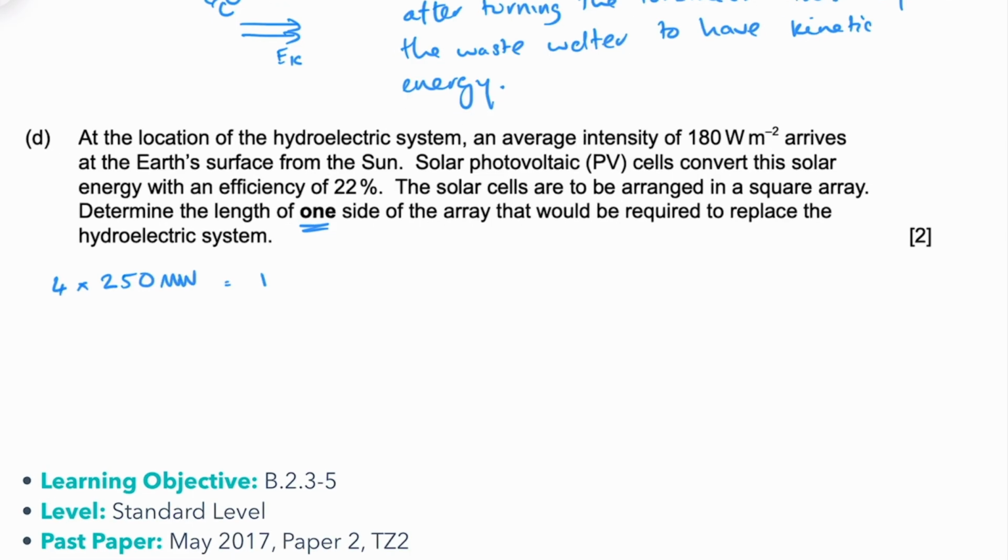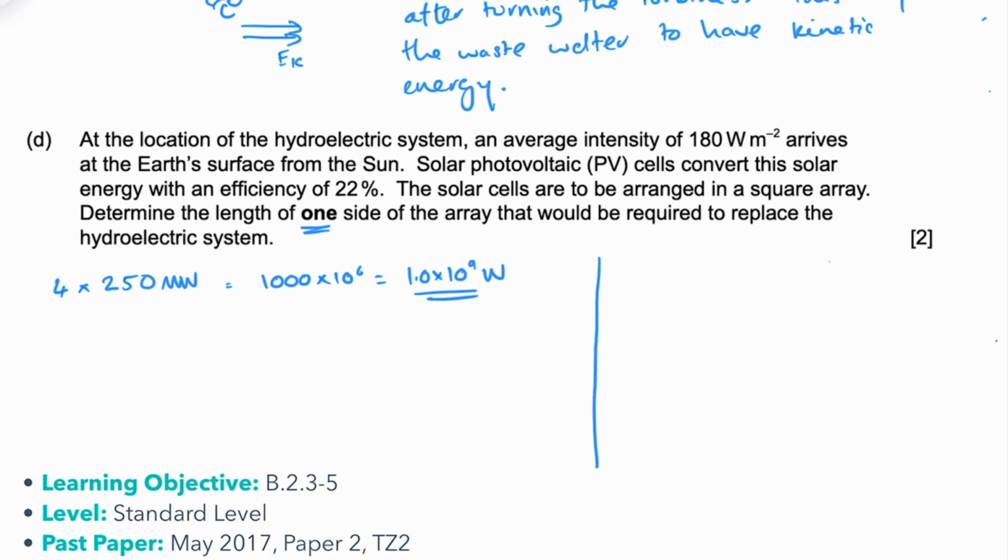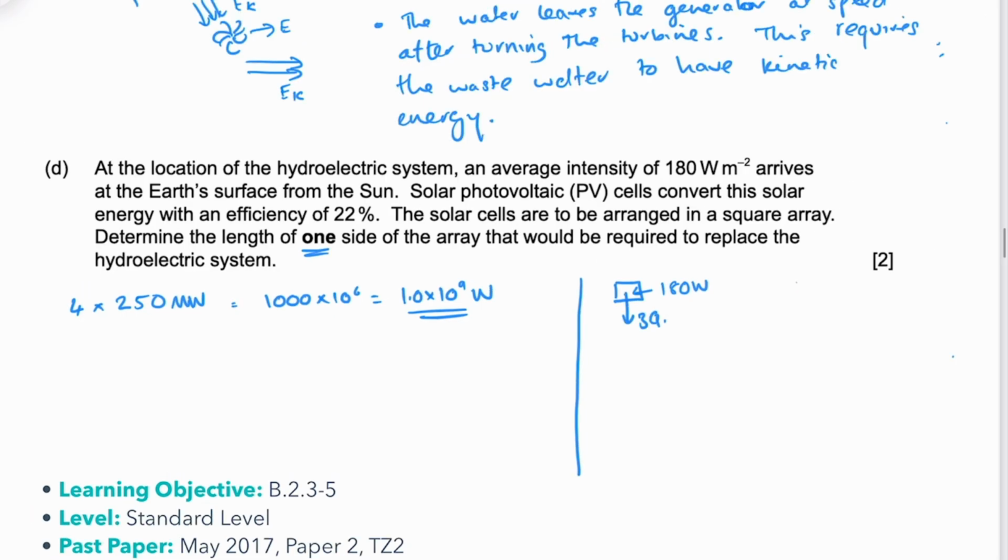That means it's giving an output of 1,000 times 10 to the 6, which is 1.0 times 10 to the 9 watts of energy. Okay, let's look at the other side of this. So we know that each square meter on Earth is receiving 180 watts per meter squared from the sun. But we know that the solar cell or the photovoltaic cell is actually converting only 22% of that. So whilst it's receiving 180 watts, it's actually only giving out 39.6 watts every square meter.